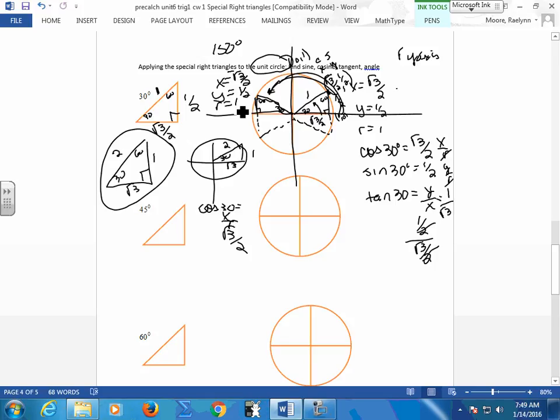Why is my r always positive? You can't have negative distance. Good. A radius is a distance. So your r will always be positive.